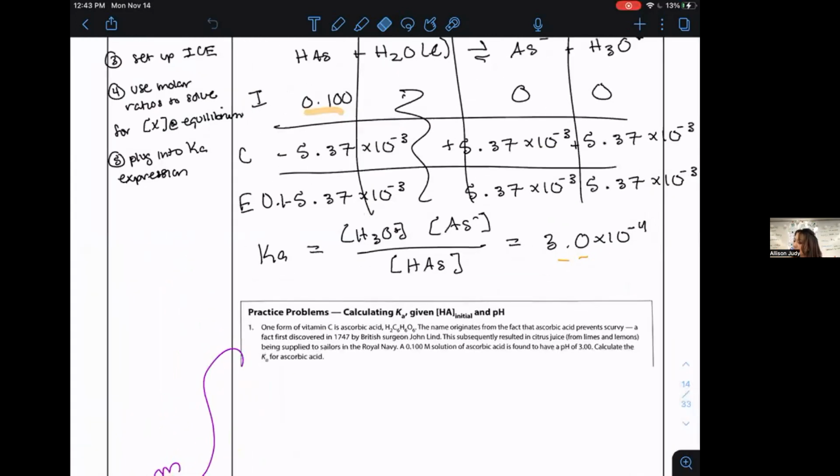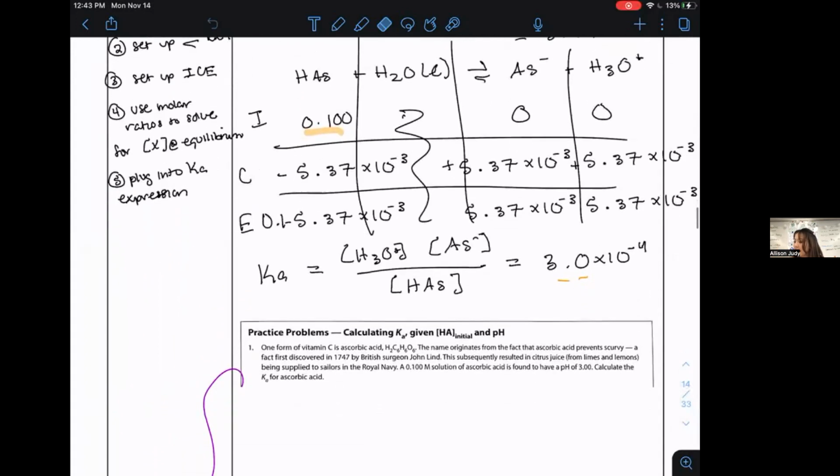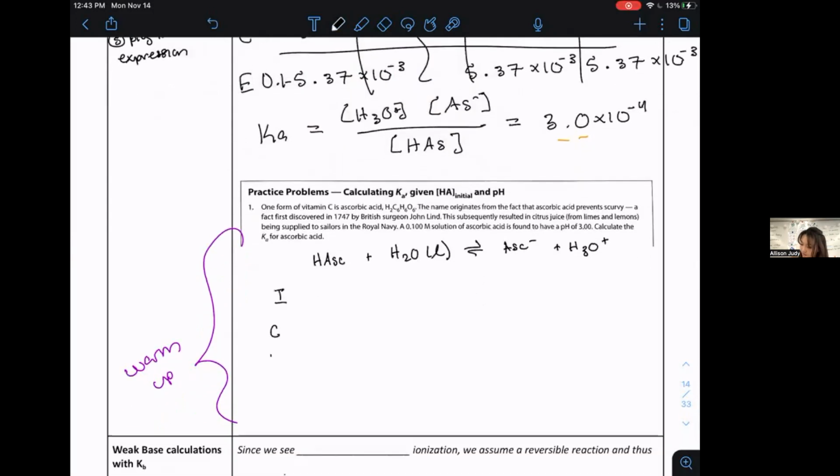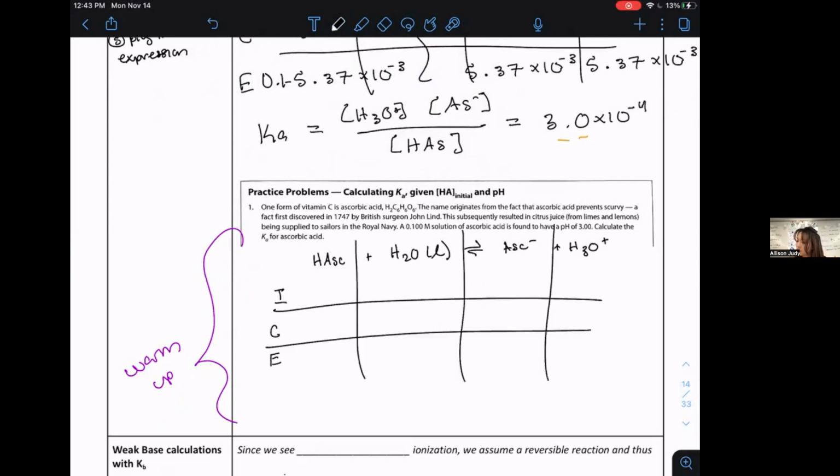Using the steps above, when you write out these equilibrium equations, I highly recommend you don't try to look up the compound. You just do ascorbic, protonated versus deprotonated. Don't waste your time trying to get the compound correct, because in the end that's not what matters. And you should have set up an ICE table.